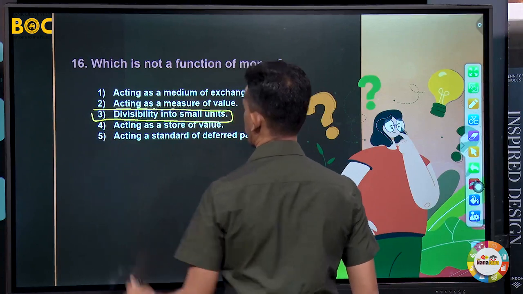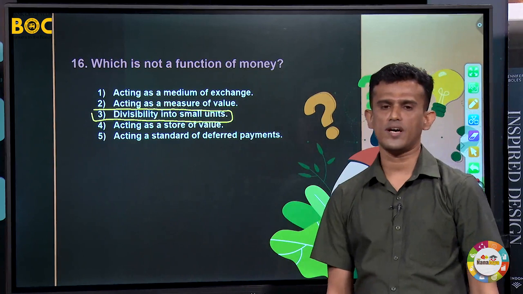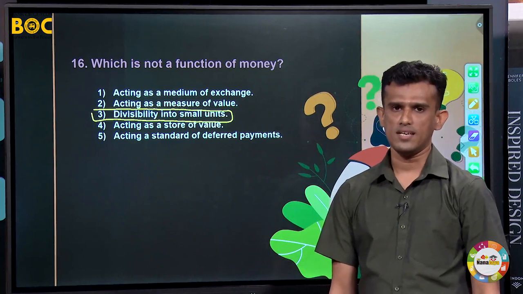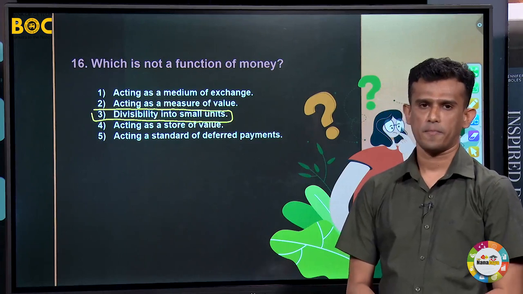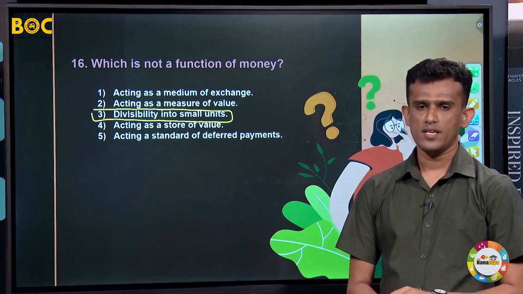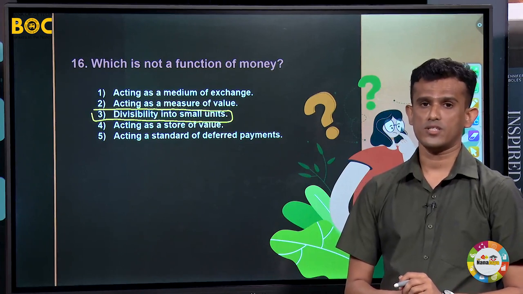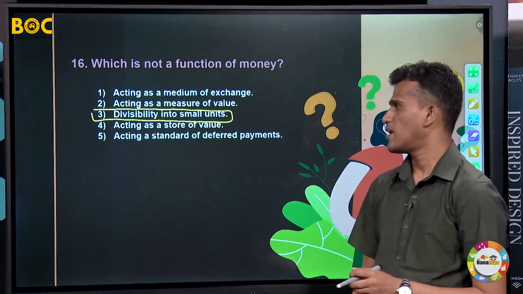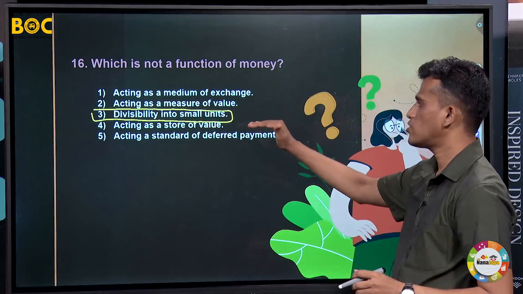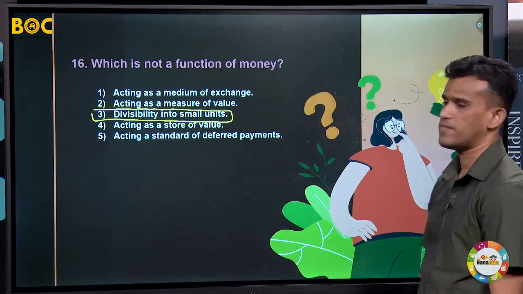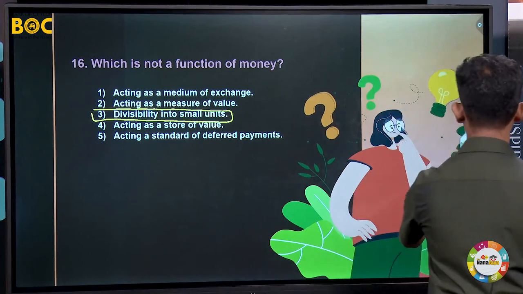Instead, the third answer, divisibility into small units, is not a function of money. It is just a characteristic of good money. The functions are acting as a medium of exchange, measure of value, store of value, and a standard of deferred payments. Therefore, answer number 3 is the answer here.